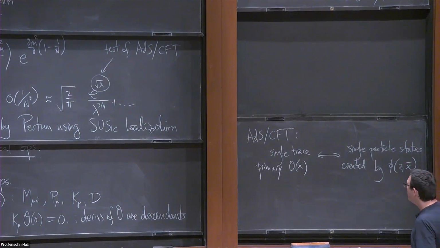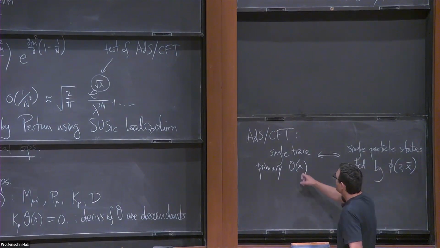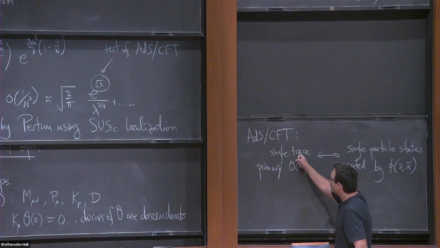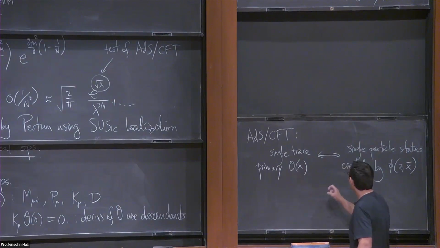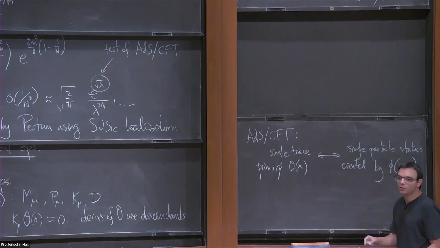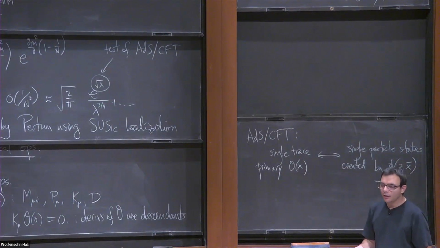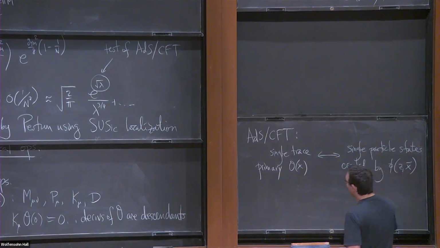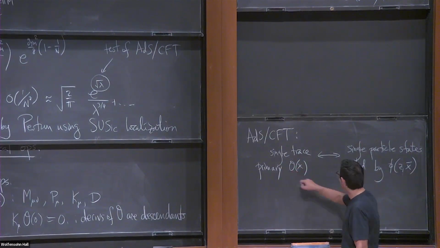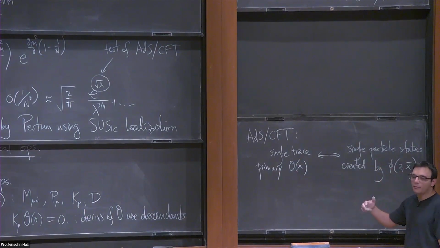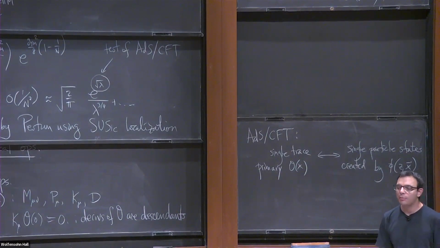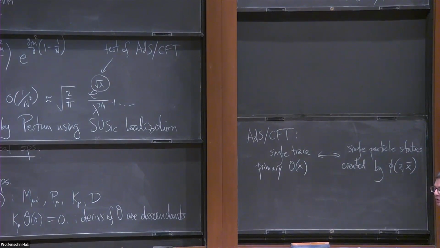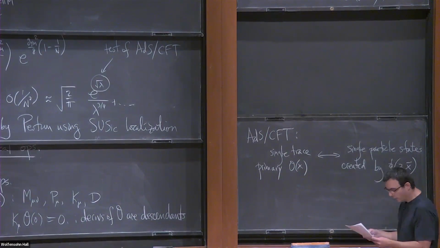Okay, so to each single trace conformal primary O, there exists a field phi in the bulk. And of course, in order to match whatever properties O might have in the field theory, the field in the bulk phi must obey some analogous properties. I'm not going to go through the full list of properties, but one can make a list. I'll go through only one of them, namely the mass of this field.